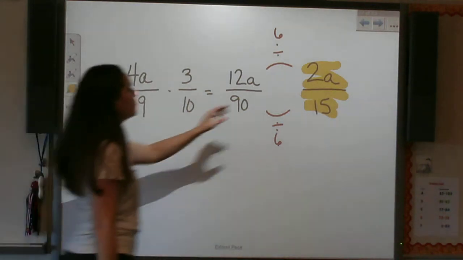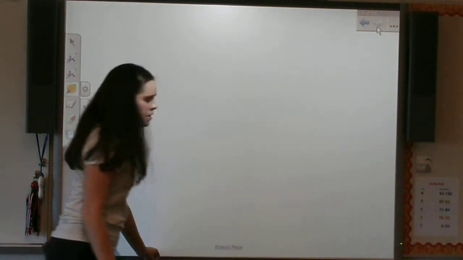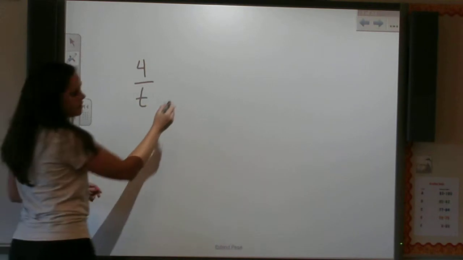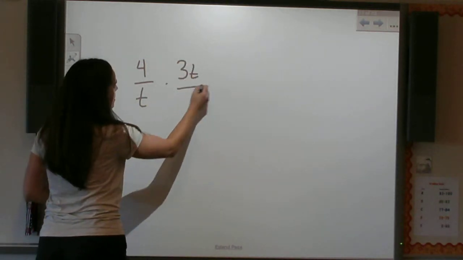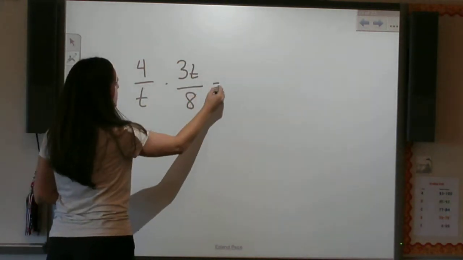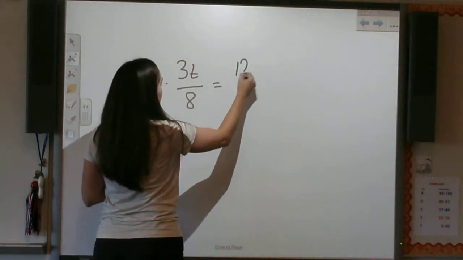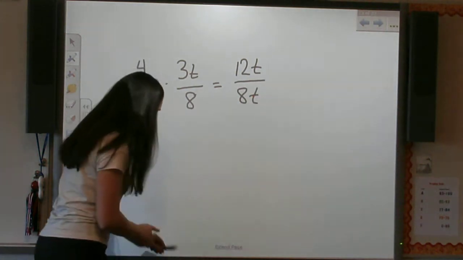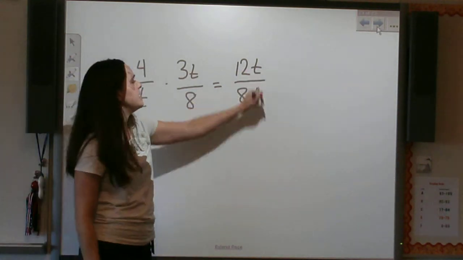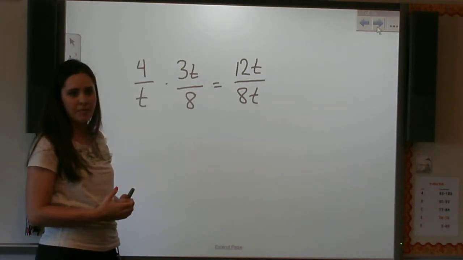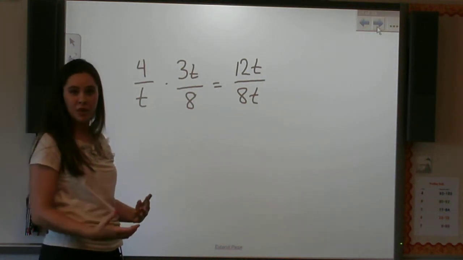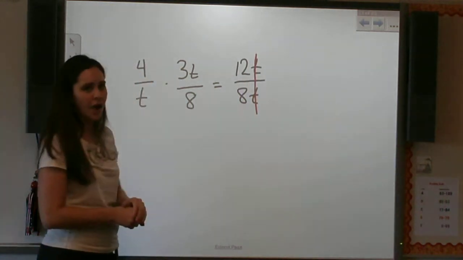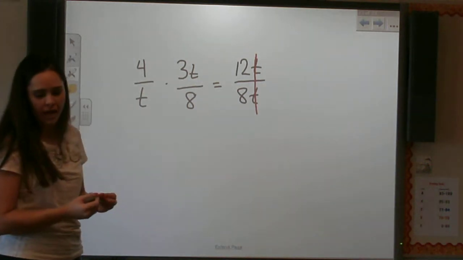Okay, let's do one with another variable: 4 over t times 3t over 8. 4 times 3t is 12t, and t times 8 is 8t. What's interesting about this is we have t divided by t, and this actually cancels out. If we think about it, any number divided by itself is 1. So these cancel out, and we're left with just 12 over 8, which can be reduced.